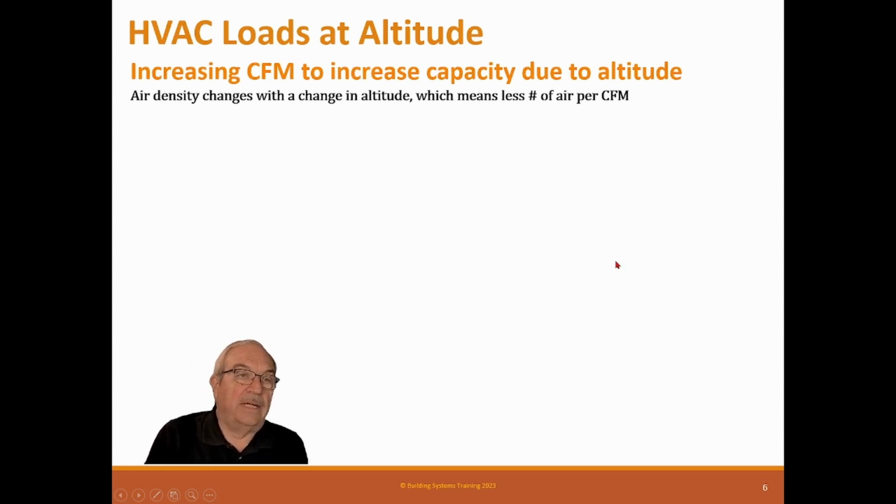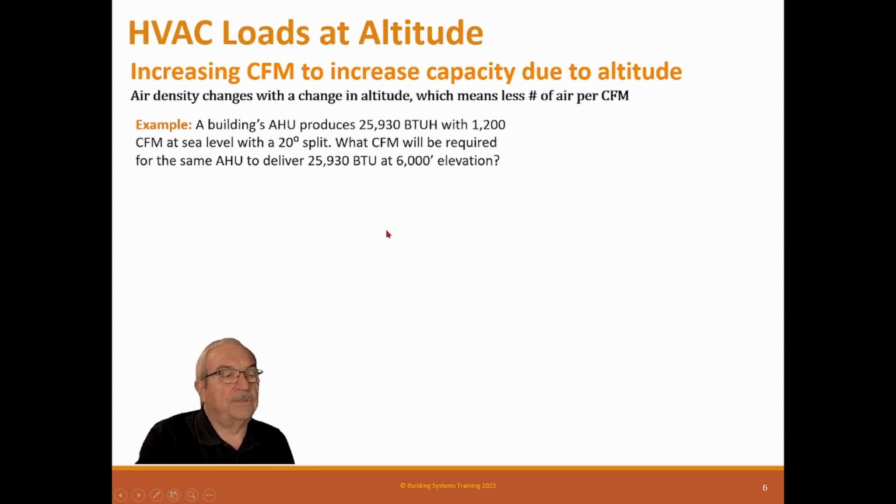Now, you can also increase CFM to increase capacity due to altitude. If you have a package unit, you can't just speed the air up, which on an air handler you can; you might have to have a bigger unit at altitude to do the job. This is looking at an air handler. If we have an air handler that produces 25,930 BTU with 1,200 CFM at sea level with a 20-degree split, what CFM will be required for the same air handler to deliver 25,000 BTU at 6,000 feet?